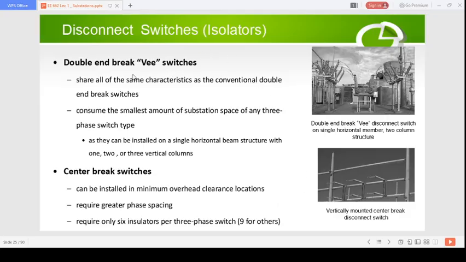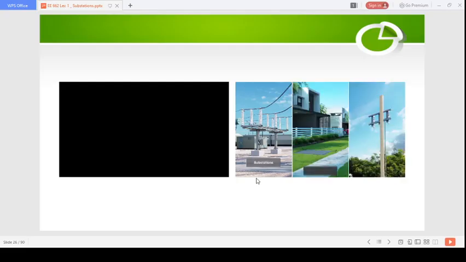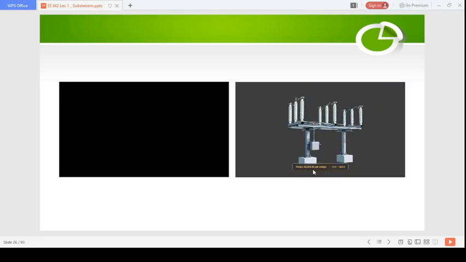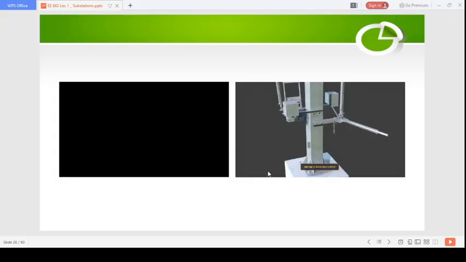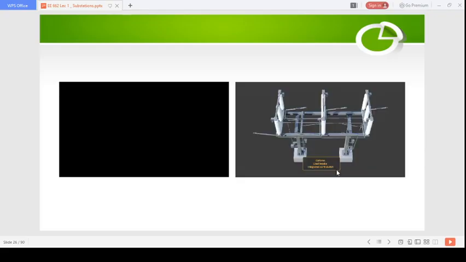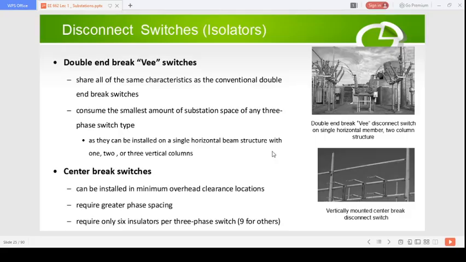And then you have these double end V type switches. So let me see. We will give more detail on how these work. We go through this video later on. Okay. So the double end brake V switch is one of these.